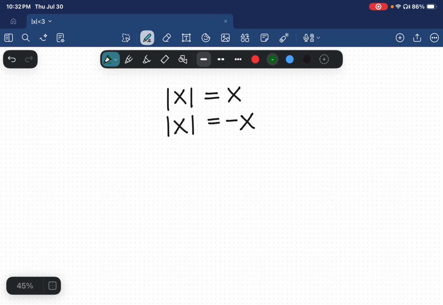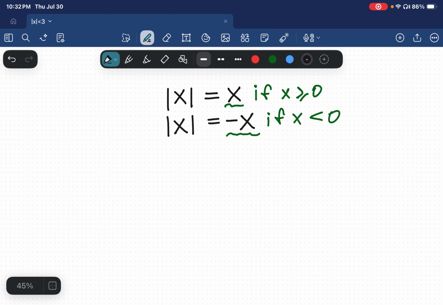Now watch. This is the definition of absolute value. It says if x is non-negative, or in other words, if x is more than or equal to 0, then absolute value doesn't change, so x stays x. If x is negative, or in other words, if x is less than 0, the absolute value changes its sign, so x becomes negative x.